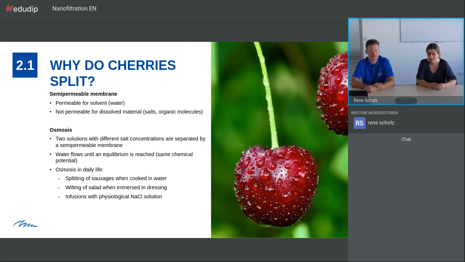For example, in medical applications, we have this effect if we have an infusion. Normally, if infusion is done just with pure water, what would happen is that the red blood cells would simply split as well or burst because there's an inflow of clean water into the cells. In order for this not to happen, we always use a physiological salt solution for infusions. This is because a physiological solution has the same salt concentration that is present in the bloodstream. These are real-life examples. Now we go more to the technical side.